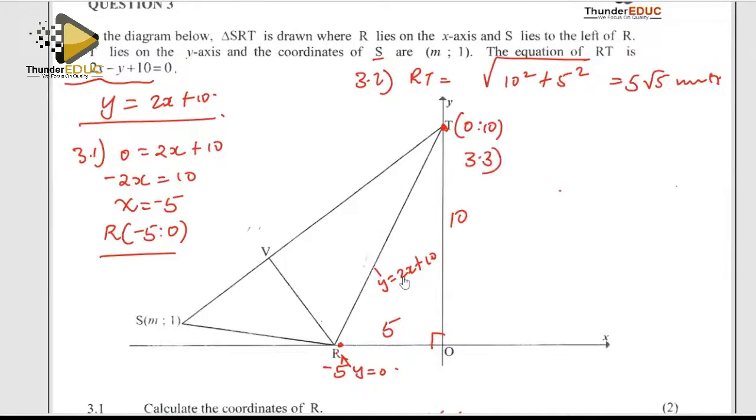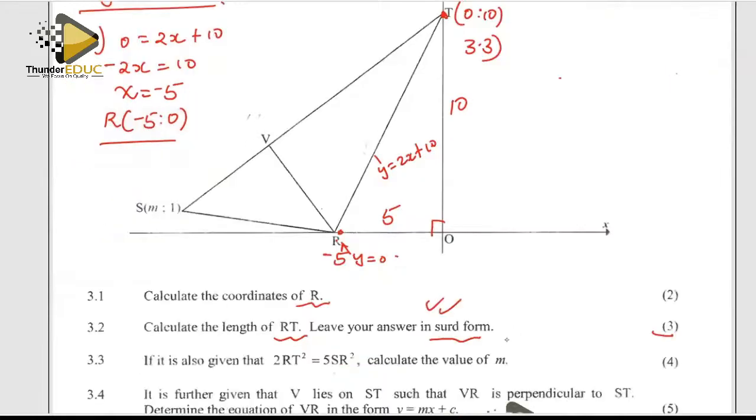Question 3.3, what do they need? They're asking us to determine the value of m if 2RT squared, twice the RT squared, meaning that the 5 root 5, and then we square that, should give us 5 SR squared. So what is our SR? We don't know what SR is, but we're going to use the coordinate or the distance formula to determine that. Okay, I can write it here.